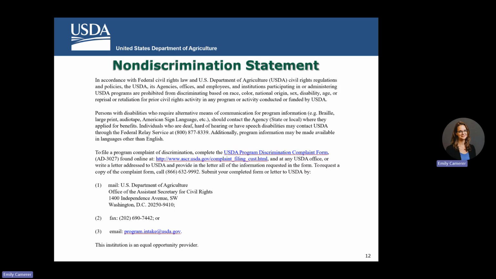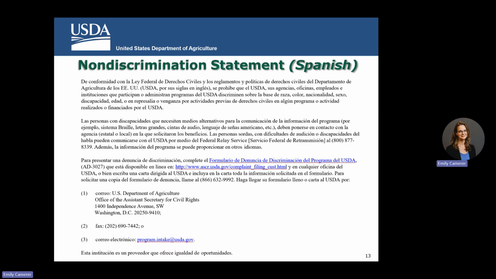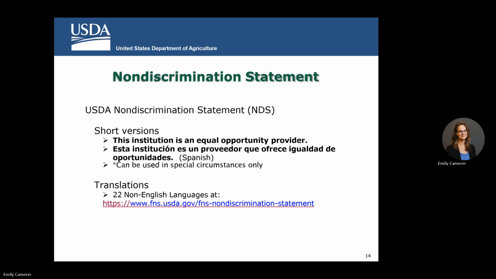To ensure compliance with non-discrimination policies, it is essential that a full non-discrimination statement is included in key documents and communications. Here are the minimum requirements for where the statement must appear. And again, here it is in Spanish. The non-discrimination statements can be found at USDA.gov, with the most recent translations in many different languages also available here.